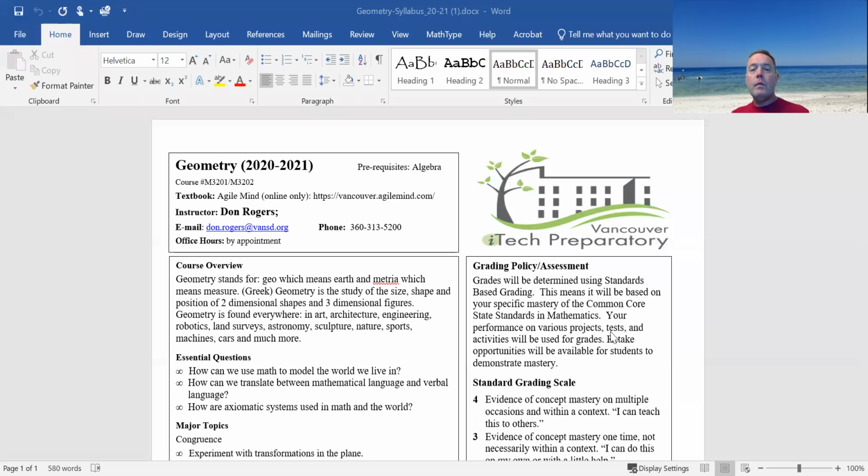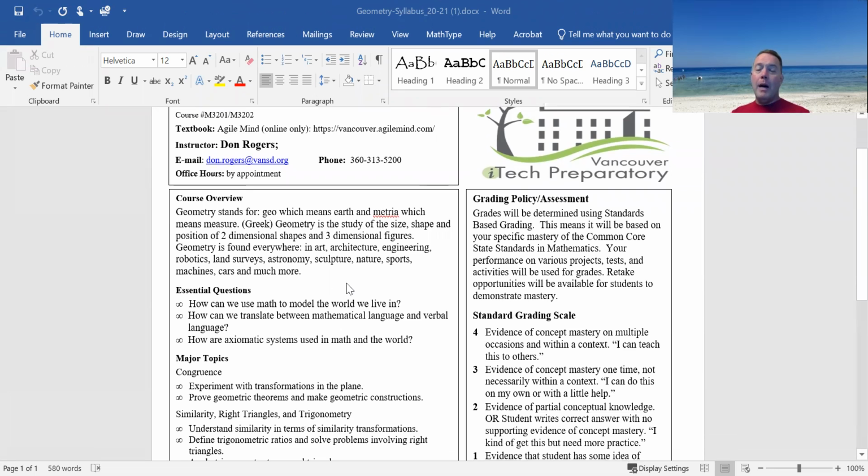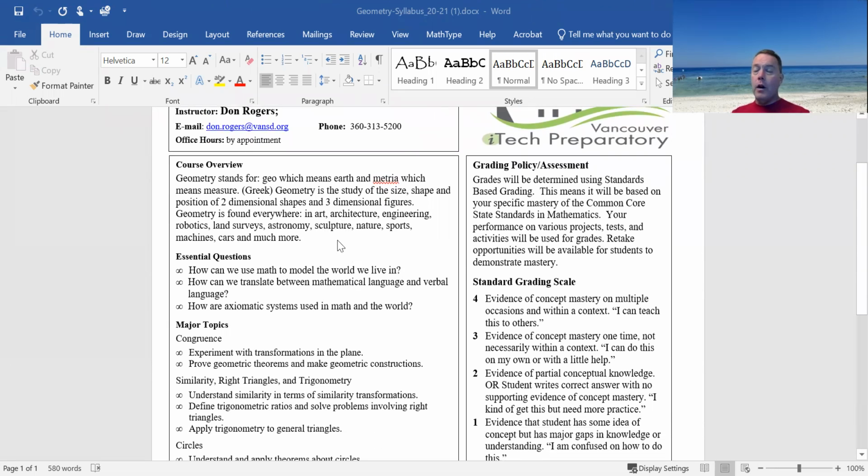I said I'd go over the syllabus, so let's switch over to that. So the geometry syllabus, once again, at the top has the contact information. Once again, the phone number is for the school. I can get a message, but I won't be able to respond. I'll be responding via email during the online stuff. And we're going to talk about, right now, geometry and the overview.